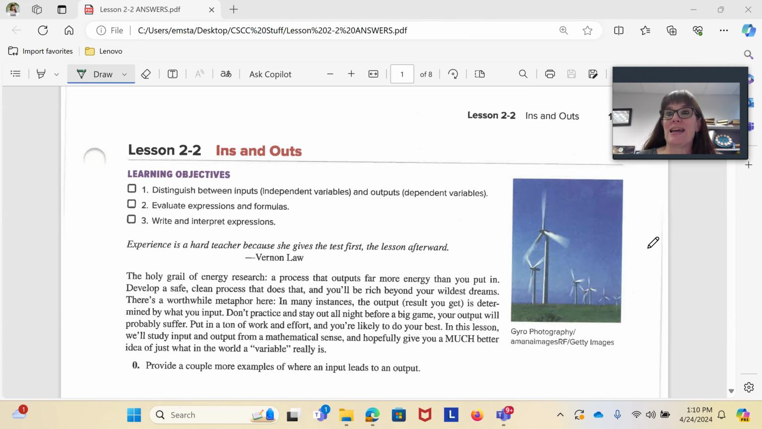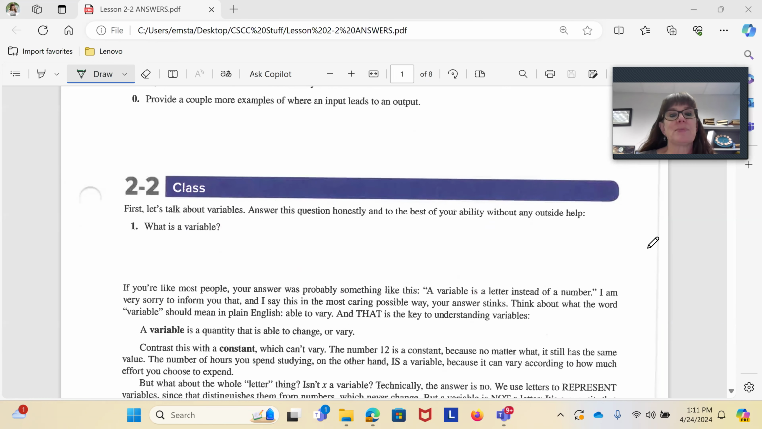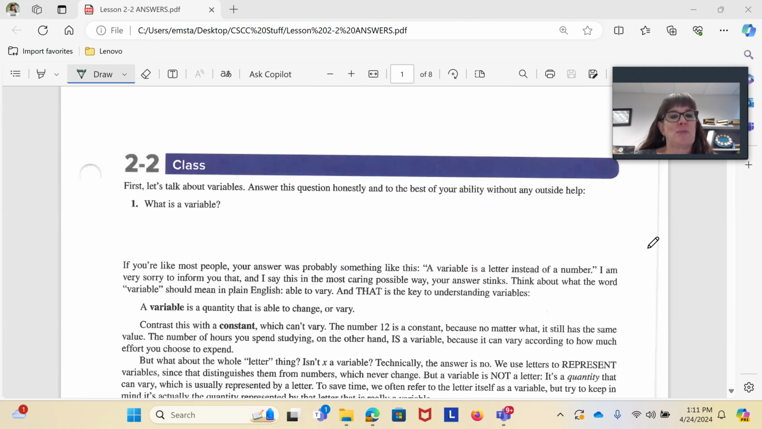It's titled Ins and Outs, and we will be learning about inputs, outputs, and interpreting expressions. So expressions are one of our first entries into the algebra world. So where the classwork starts, around the middle of this page, they ask us what we know about variables. So they ask you to define what a variable is.